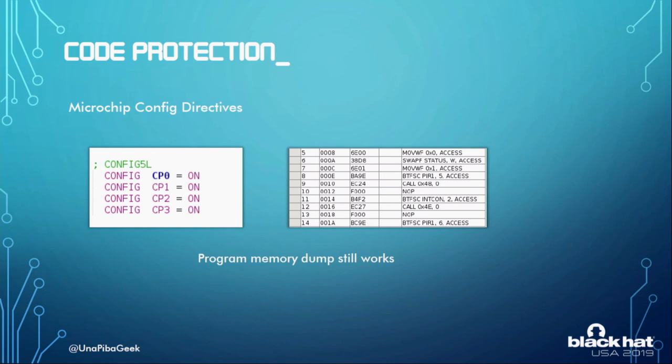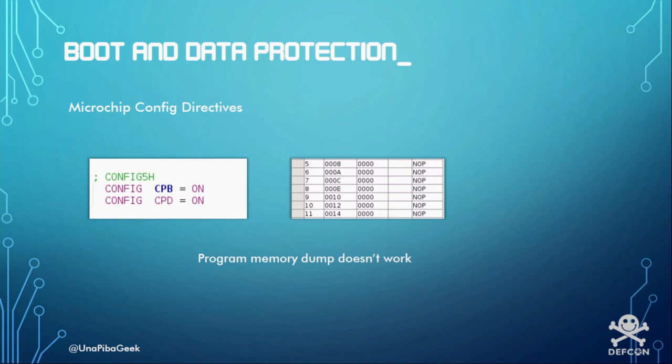So to prevent memory dumps, we have to use the boot protection, which is the CPB bit, and also the data protection is useful too. If we enable these 2 bits, program memory dumps won't work, and if someone tried to dump your firmware, the hex file will contain only zeros. This is just an example of protection for Microchip devices. Really, I didn't have time to get deep in protections, but it's something that you can do.